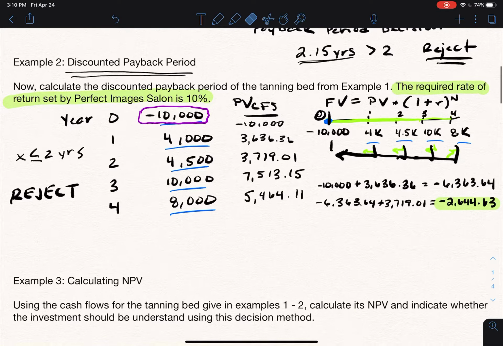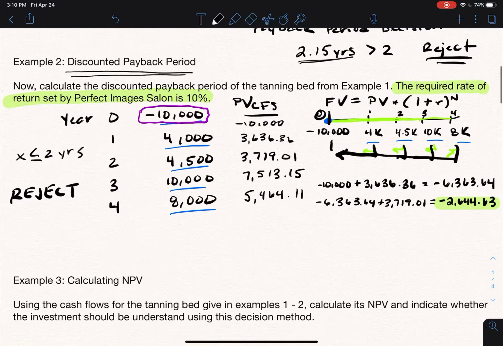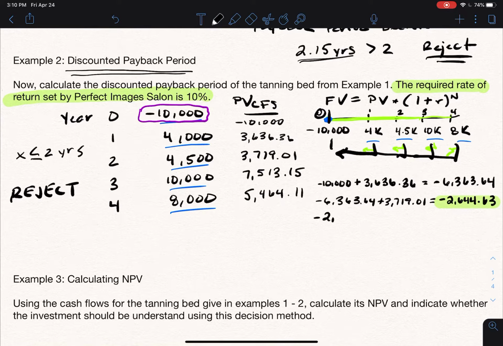So we're going to take negative 264463, and we get to the third year. The third year is the 3719. Excuse me, no. So, my apologies. I'm reading the wrong line. It is the 7,513. Okay, so let's stop for a second.